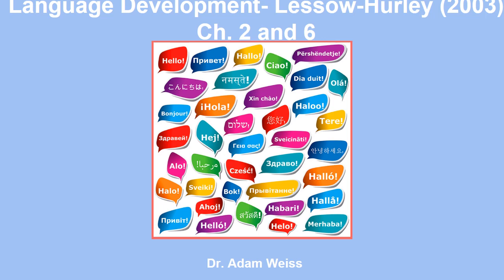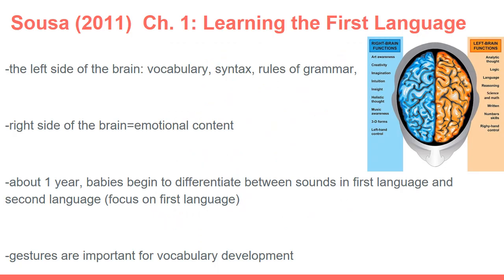We are going to shift the text that we're discussing this week into two ebook texts that I've included on WT Class. The first book that we're going to talk about is the Sousa book, and then at the end, we'll talk about the Lessow Hurley book. Those chapters that you can see at the front are the assigned reading for this week. So let's move toward the Sousa book.